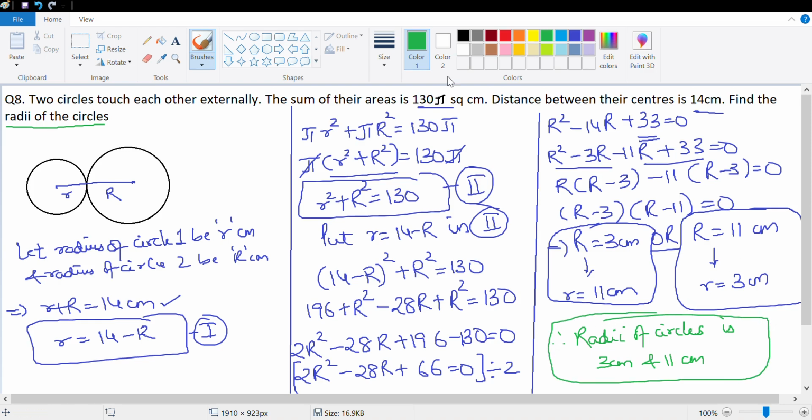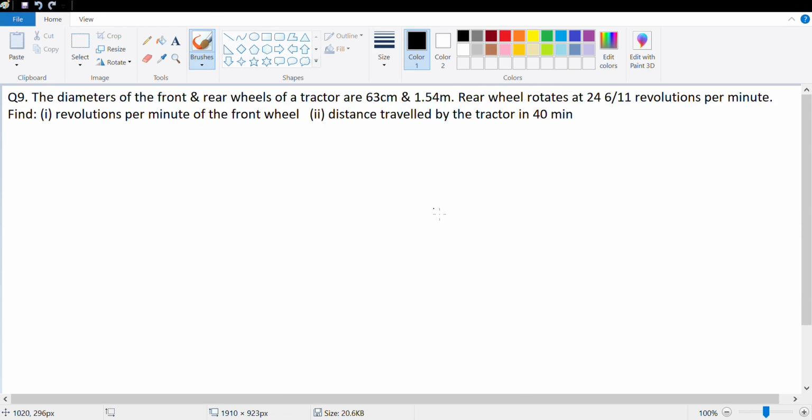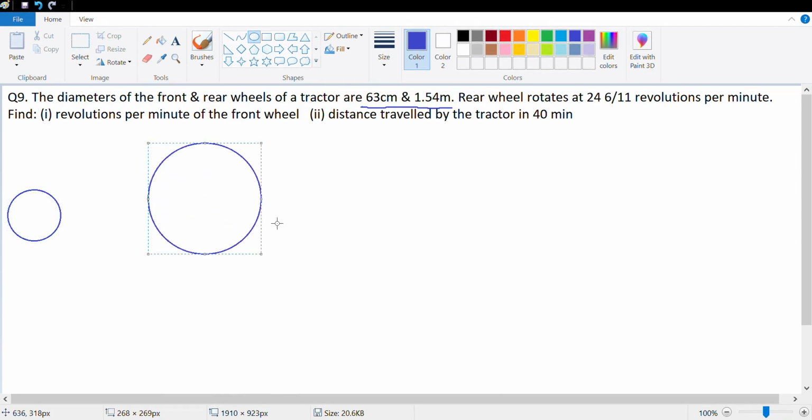Perfect. Let's look at the last question that we do from this exercise. The last question that we do is question number 9. Let's read the question. It says diameter of the front and rear wheel are 63 centimeter and 1.54 meter. So the rear wheel obviously in a tractor is much bigger. So these are the two wheels that we're talking about. This is the front and this is the rear.